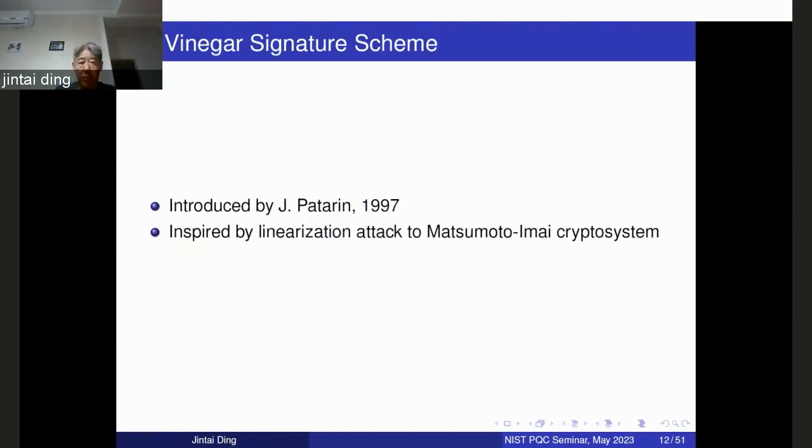Now, I would like to go down to oil vinegar signature schemes. And this was introduced by Patarin in 1997. Okay, and the development of the system has a long history, which I don't want to go into, but I would like to point out that really the construction is very interesting. It is actually inspired by an attack, which is the linearization attack on the Matsumoto-Imai cryptosystem. Okay, and there were many attempts before to build multivariate systems, but they were all broken. And I think oil vinegar is one of the first that really started to hold up.